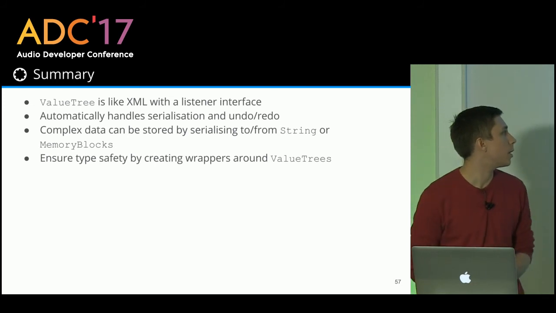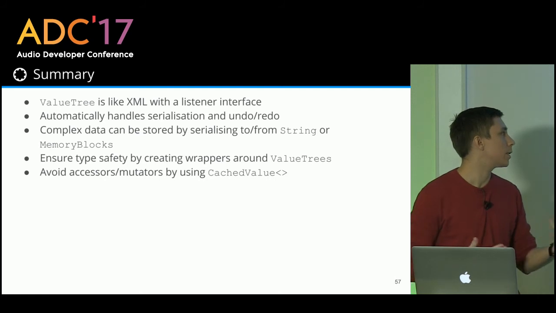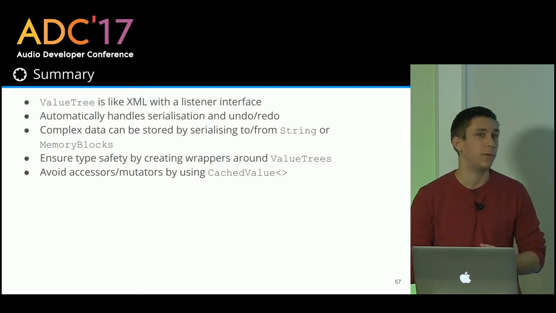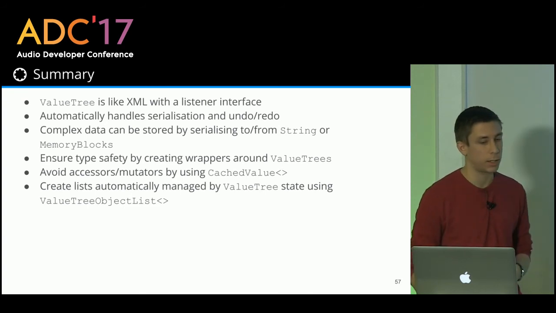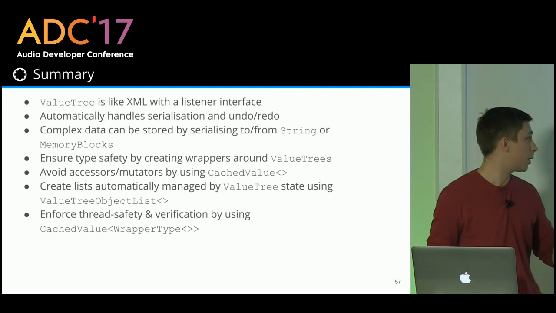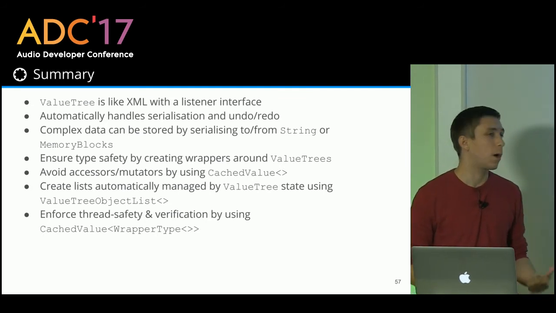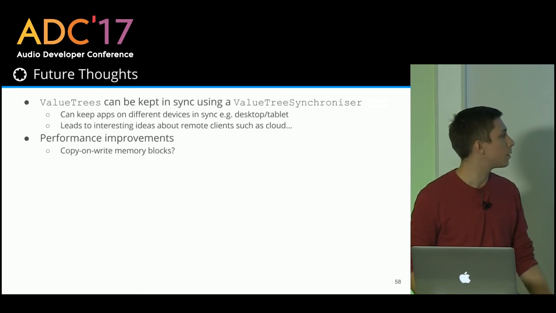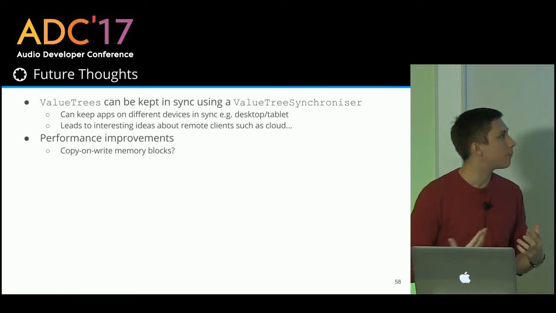We can ensure type safety by creating wrappers around value trees. And we can avoid accessors and mutators by using CachedValues and just referring them to properties. And then once we've got our basic application, we can start creating lists automatically managed by ValueTree state using ValueTreeObjectList. And of course, we can enforce all our thread safety and bounds checking using CachedValues by creating wrapper types around the primitives. There's a few thoughts that I want to leave you with that I haven't really got time to talk about here.